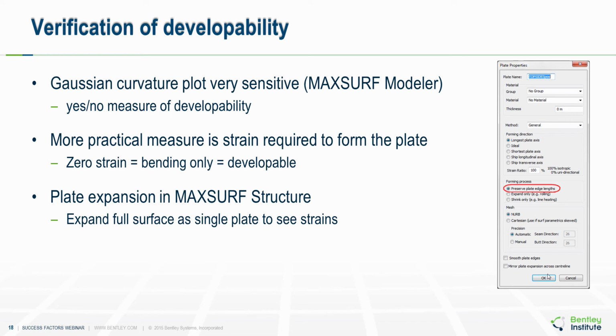So a more practical measure is to measure the strain required to form the plate, and we can do that within MAXSURF Structure. So basically if there's 0 strain, then we just need to bend the plate to fit it onto the frames to achieve the 3D shape we're after, and it's developable. If there is some strain in the plate, then it will require some stretching or some shrinking. So we can use the plate expansion tool in MAXSURF Structure to expand the surfaces and see what strains will be achieved in the plate to get the 3D shape that we're after.